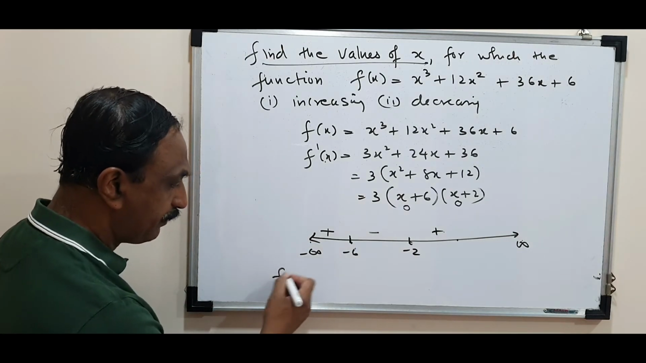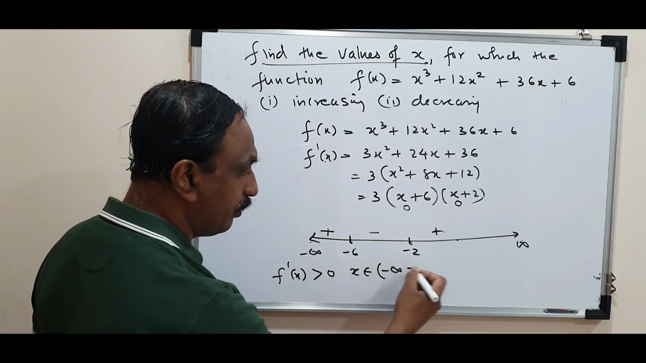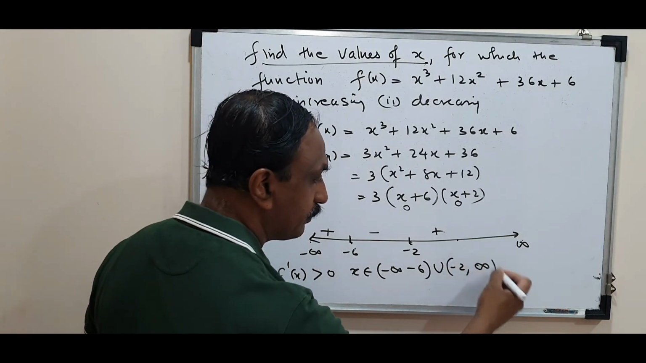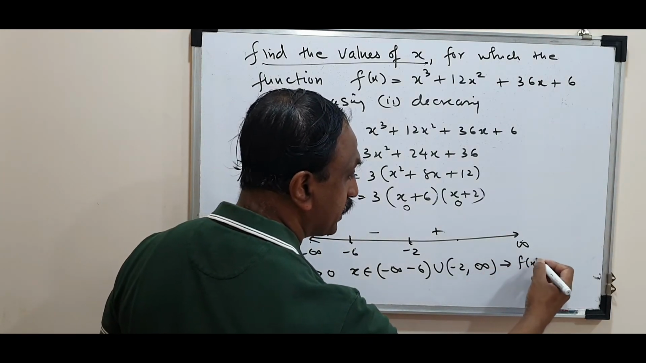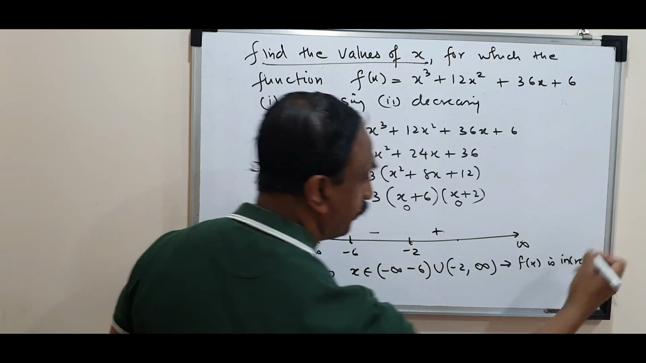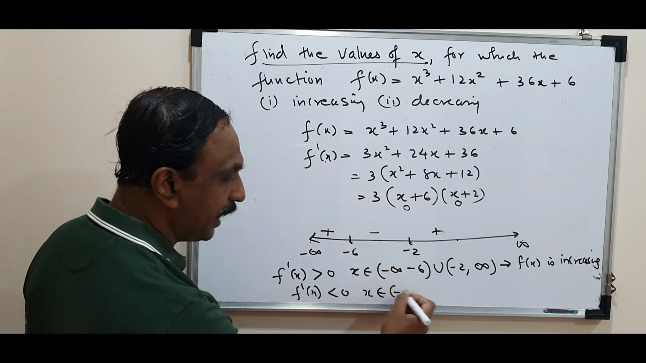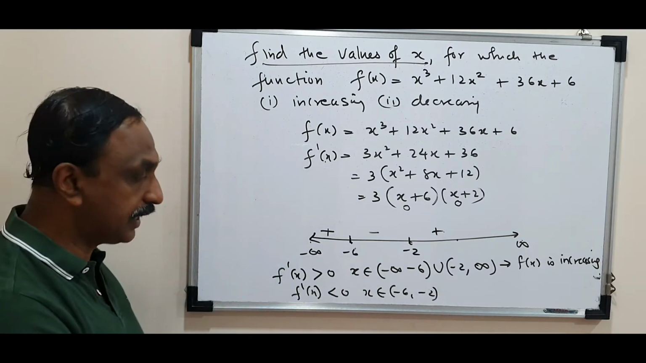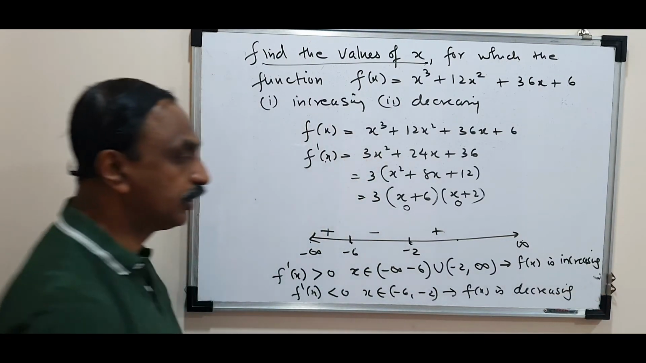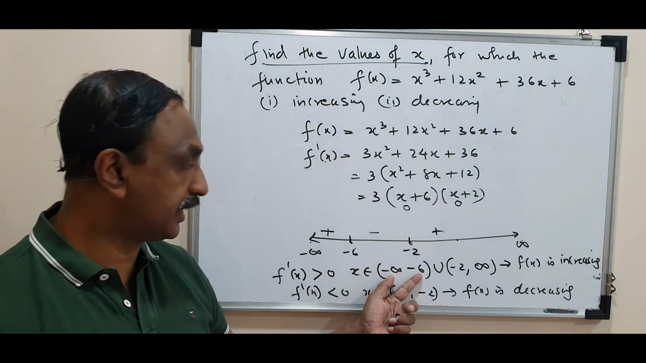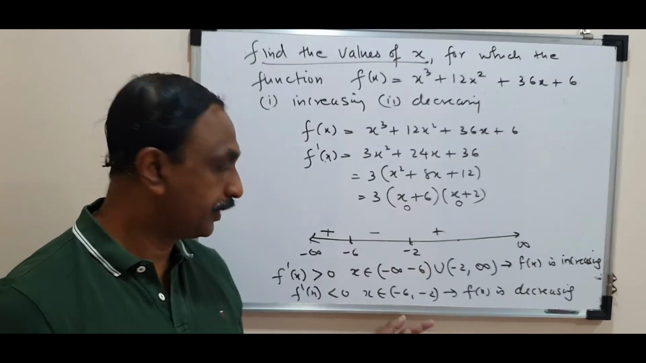So my conclusion: f dash of x is greater than 0 if x belongs to minus infinity to minus 6 union minus 2 to infinity. In this region the derivative will be positive. That is, in this region, f of x is increasing. Now, f dash of x will be negative in which region? If x belongs to minus 6 to minus 2, the derivative is less than 0. Therefore, f of x is decreasing in this particular region. So the function is increasing in minus infinity to minus 6 union minus 2 to infinity, and the function is decreasing in the remaining part of the region. So this is how we can find out.